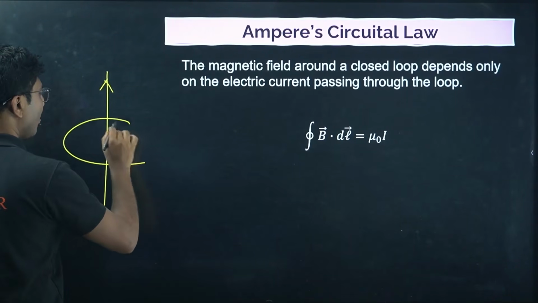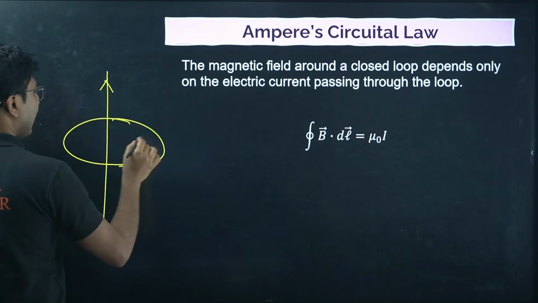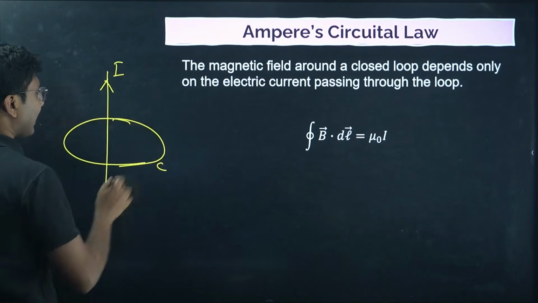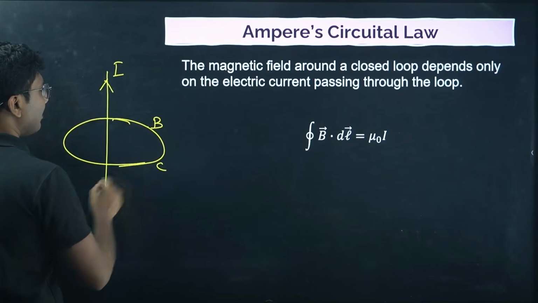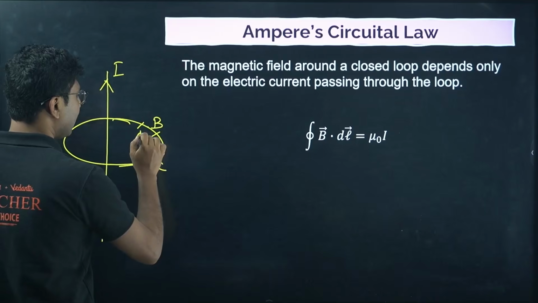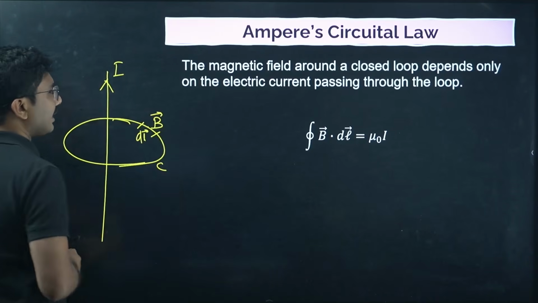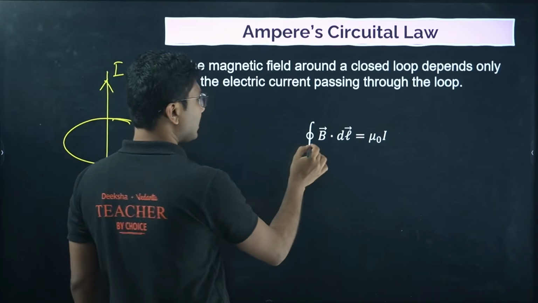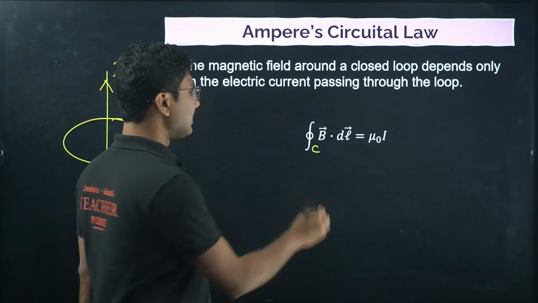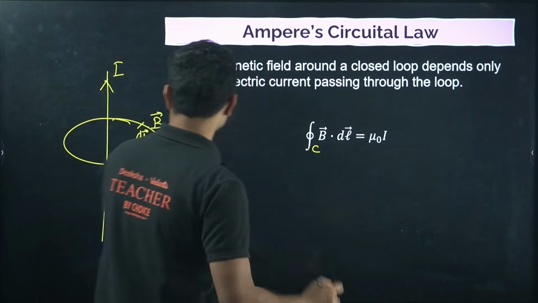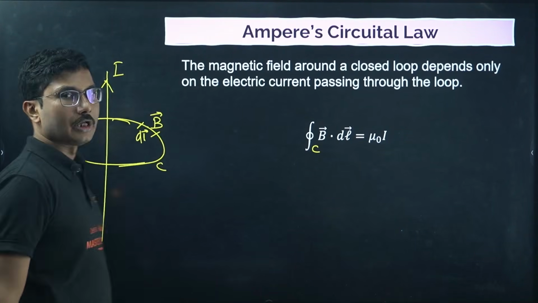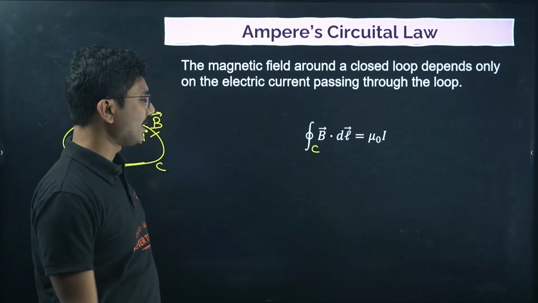If we consider a loop around the wire, then this loop is C, this current is I, and the magnetic field at each and every point is B. Suppose this is a dl vector, this is the B vector, then B dot dl along this curve C is equal to mu naught I. This is the symbol of closed integration. Closed integration means if you start from this point, you have to come back to this point only. This is called closed integration.